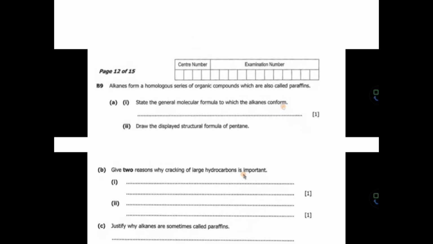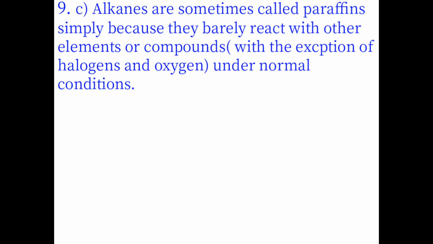Then question C. Justify why alkanes are sometimes called paraffins. Alkanes are sometimes called paraffins simply because they barely react with other elements or compounds. Under normal conditions, alkanes, which are basically paraffins, barely react with these other substances.